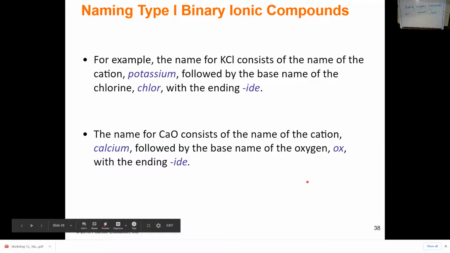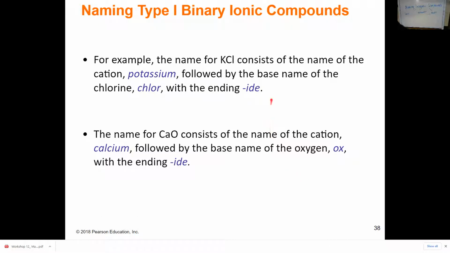So here's an example. We have the name for KCl. We would look first at the cation and recognize that it's potassium and write down the name of the metal. Then for the anion, we know that it's chlorine, so we'll take the base name for that, which is chlor, and add the IDE ending. So it would be potassium chloride.